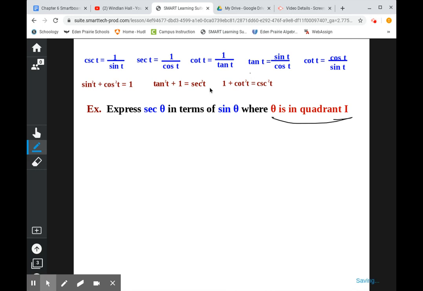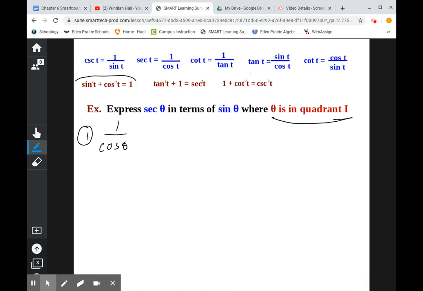Since the secant is equal to 1 over the cosine, I'm going to use that, and then I'm going to use one of the Pythagorean identities. So step 1: the secant of theta is equal to 1 over the cosine of theta. I don't want to use the cosine; I still want it to be the sine. So I look up here at the Pythagorean identity. If I solve that for the cosine, I'll have it in terms of the sine.